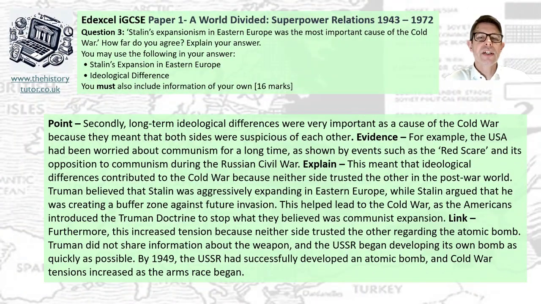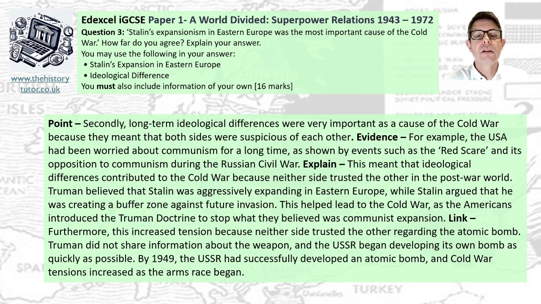Okay, so here's what I've said. Secondly, long-term ideological difference was very important to cause the Cold War because it meant that both sides were suspicious of each other. For example, the USA had been worried about communism for a long time, as shown by events like the Red Scare and the opposition to communism in the Russian Civil War. This meant ideological difference led to the Cold War because neither side trusted each other in a post-war world.